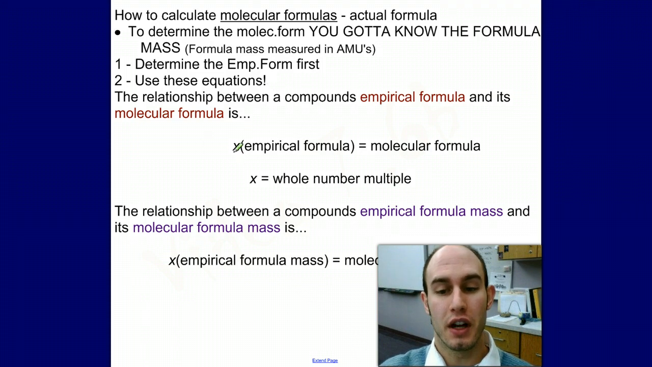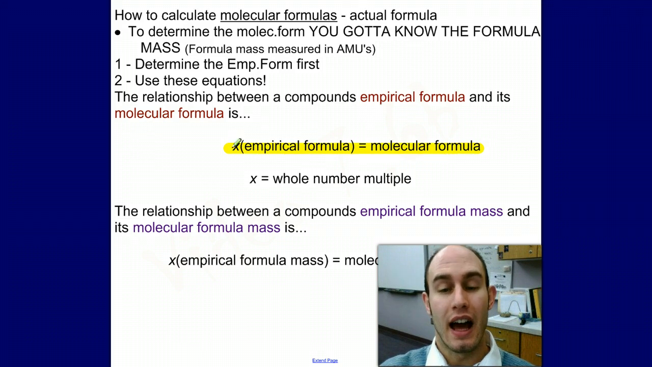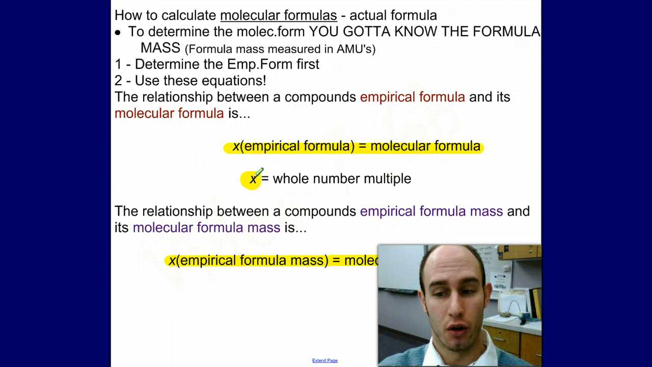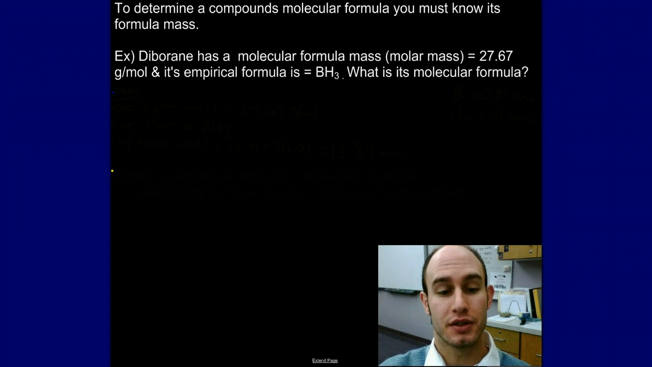You need to know this equation right here. The molecular formula is a whole number multiple, x, times the empirical formula. That will give you the molecular formula. This relationship also exists for the masses of the two formulas. So if we figure out what this x is, this whole number ratio, we can use that to get the simple formula and the actual formula. Let's dive into one of these problems.